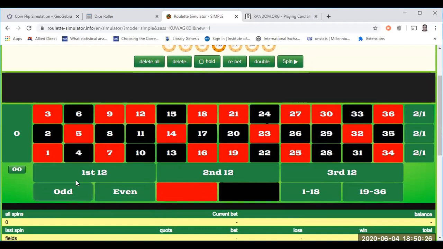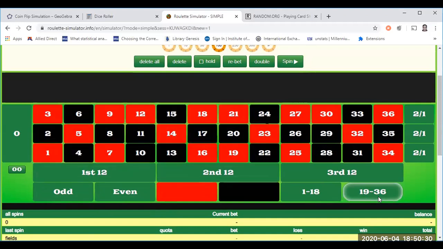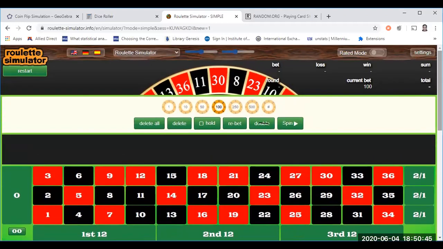I can put my bet on the first 12 numbers. I can put my bet on the 19 to 36 numbers, 1 to 18, or something like that. So let me bet 100 on red, and let's play the game. Now, what are my chances? My chances are 50-50 to win or lose. Okay, let's just spin the wheel.